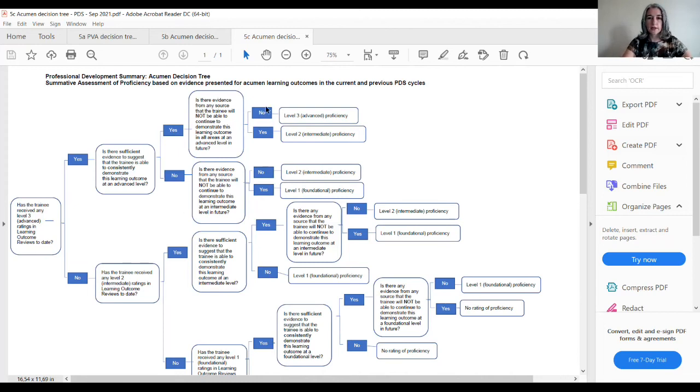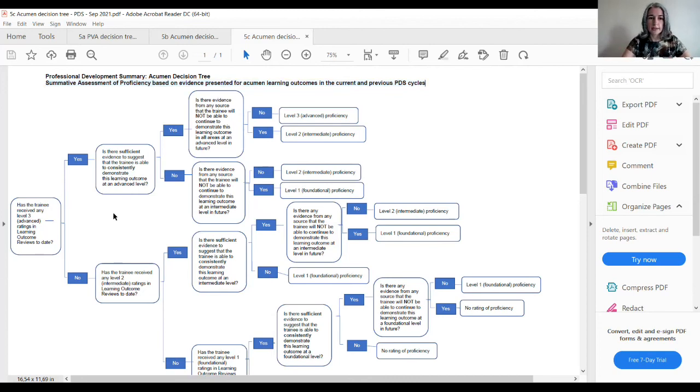If you have a look at the top, similarly to the professional values and attitudes decision tree for the PDS, the summative assessment of proficiency is based on evidence presented for the learning outcome in the current and previous PDS cycles, and that could include an RPL process. So we're asking, were there level 3 ratings in a learning outcome review, but also perhaps in an RPL process? So we're looking at both of those.